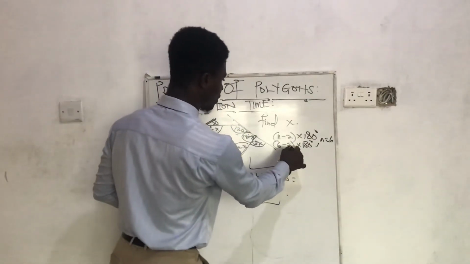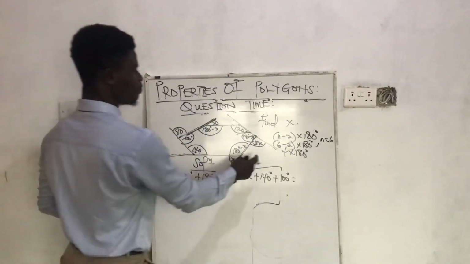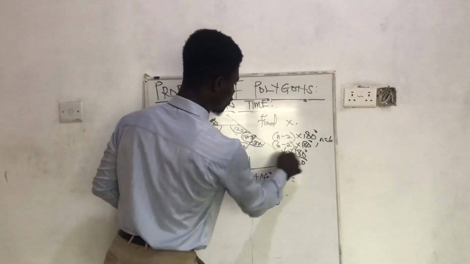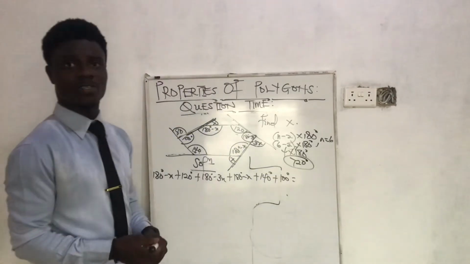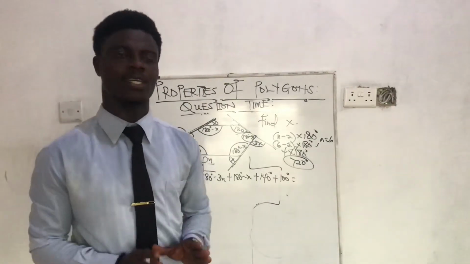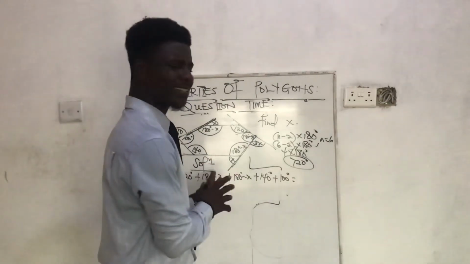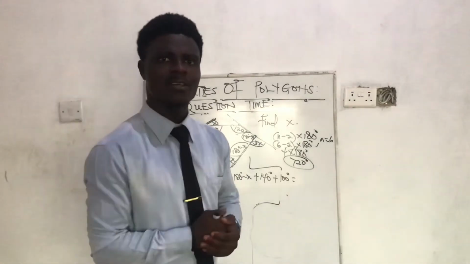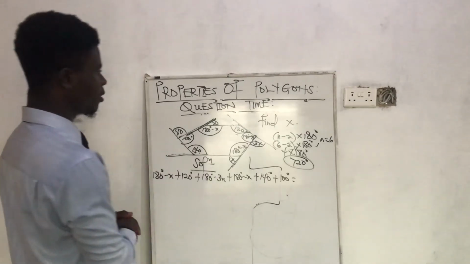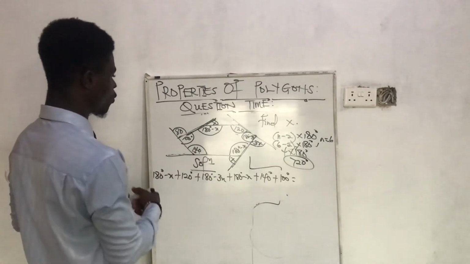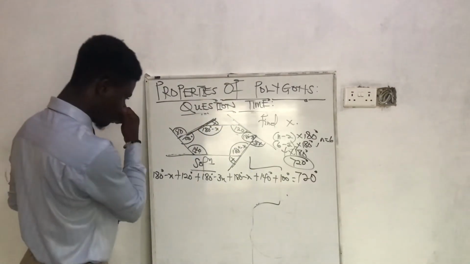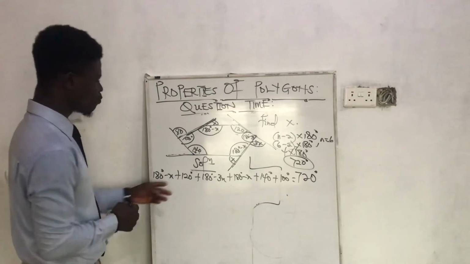6 minus 2 is 4 times 180 degrees. So it's what? 720 degrees. I believe you know how to find the sum of interior angles. If you don't know how, please visit our last videos. You get to know how we solved these questions. So now we equate it to 720 degrees. So now let's see how we can solve this question.